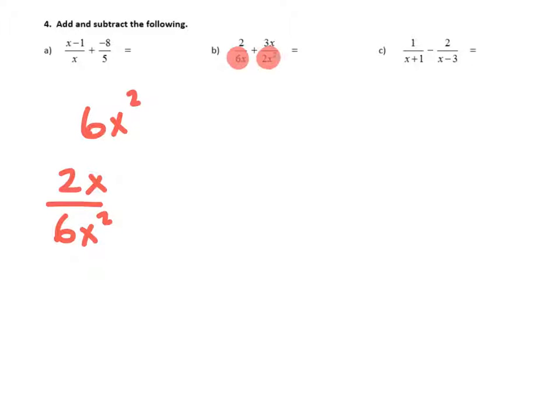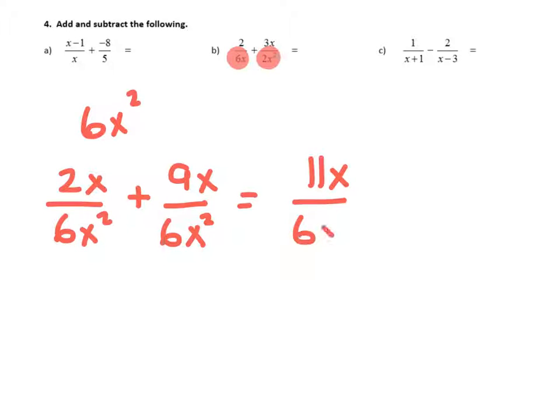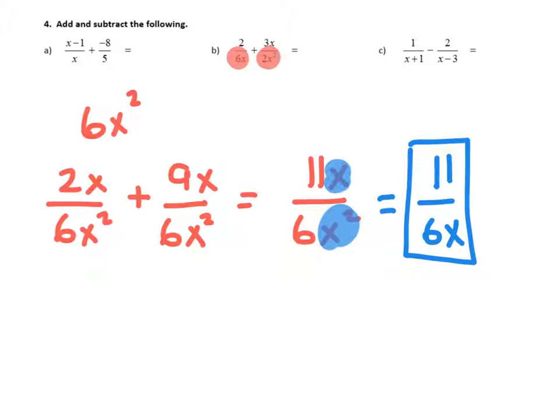And there's a 2x up top because I multiplied by x. On this other side, I just multiply by 3. That would give me 9x over 6x squared. And now I can combine these, so I get 11x over 6x squared. Now in this case, everything is multiplied, and I notice that I have an x up here and an x squared down here, so I could divide out an x in both cases, and this would be my final answer. It would be the reduced rational expression there by dividing it out.